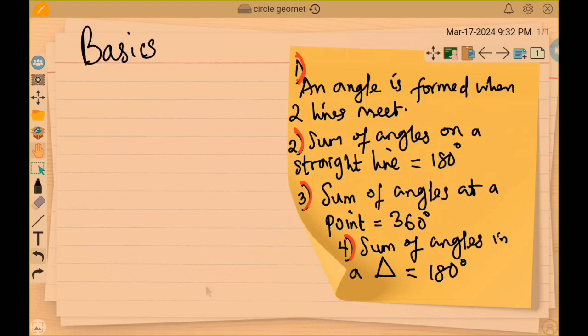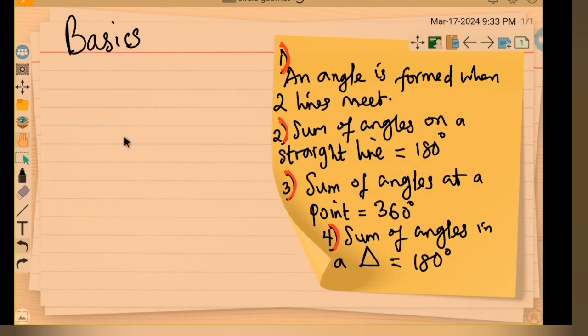So welcome to EduMaths. Before you can master circle geometry, there are some basics that you must know. The first one here is an angle is formed when two lines meet. That's the first thing you need to know. An angle is formed when two lines meet.